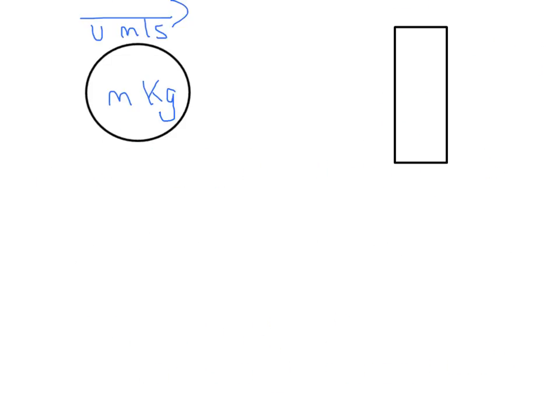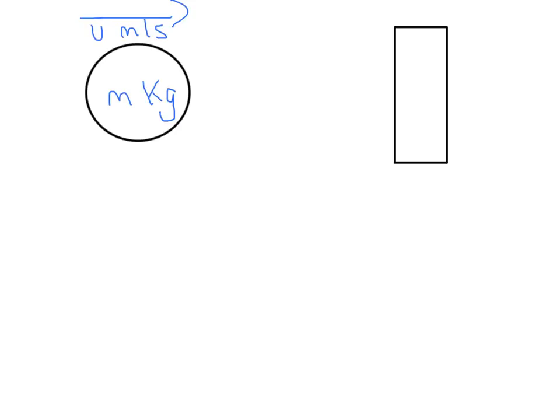Okay, so let's rack up the difficulty a little bit. Instead of a ball, what we've now got is a wall. Now, what's going to happen is we've got our ball coming in, it's going to collide with the wall, and then it's going to basically go off in the opposite direction.